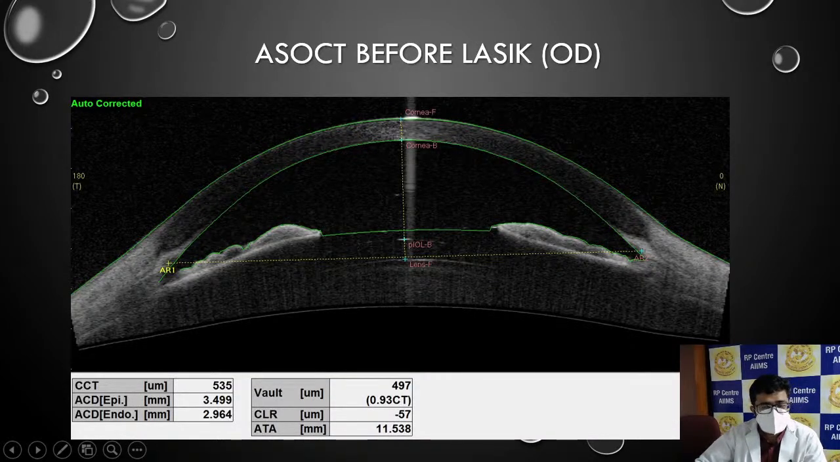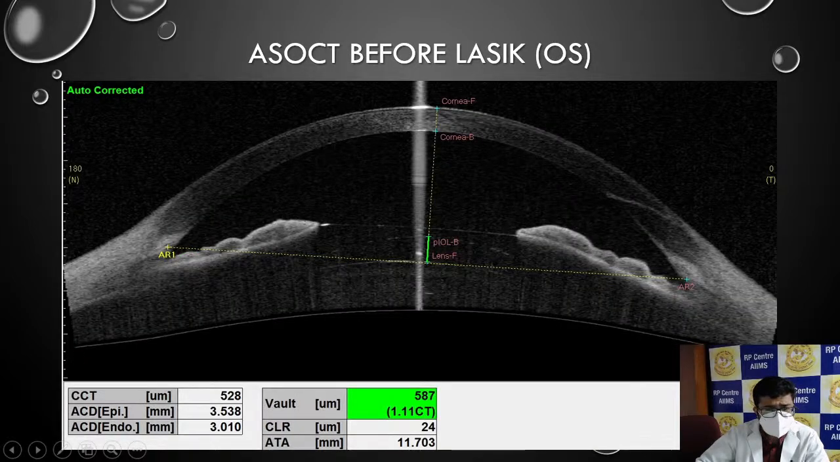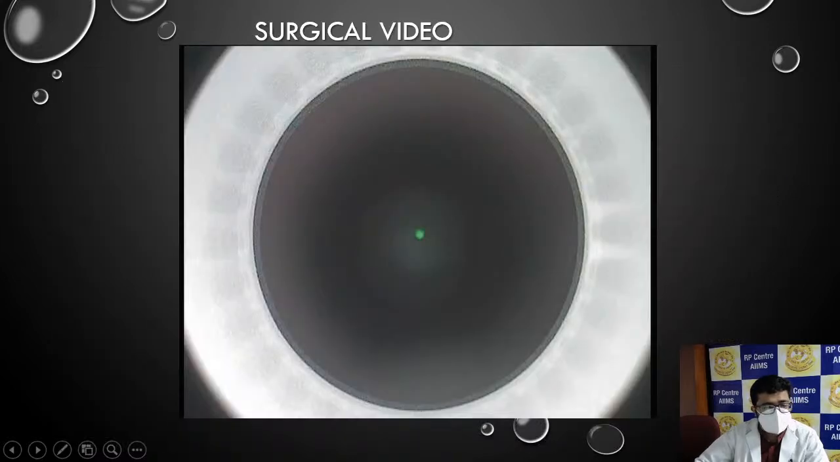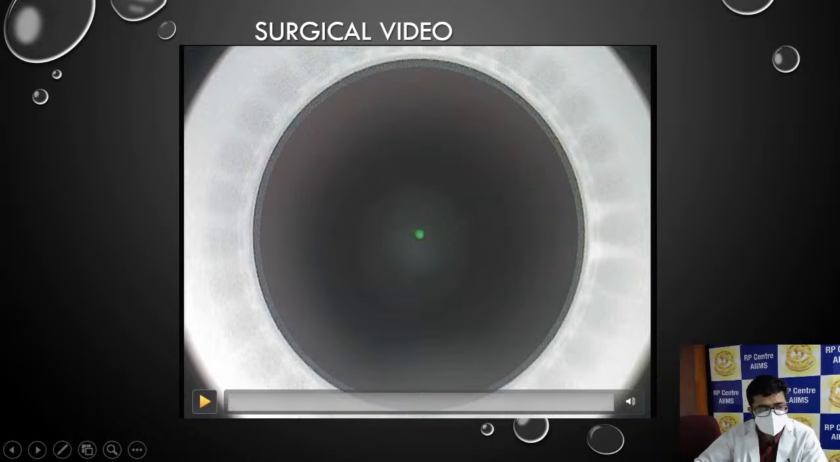And this was the ASOCT done before LASIK. You can see the vault was 497 and the endo ACD was 2.9. This is of the left eye, the vault was 587 and the endo ACD was 3.01. So we went ahead with LASIK considering the spherical as well as the cylindrical refractive error of the patient, and this is a short clip of the surgical video.